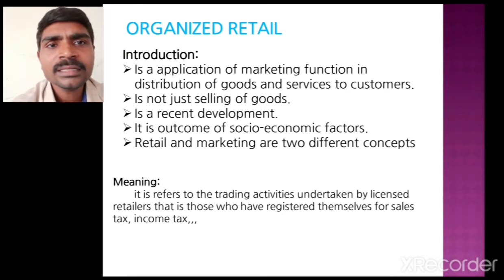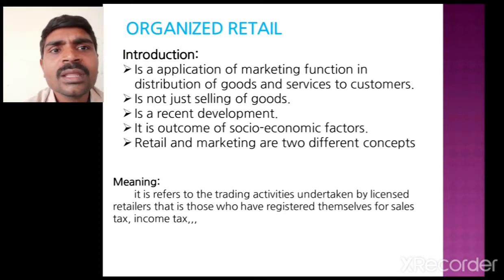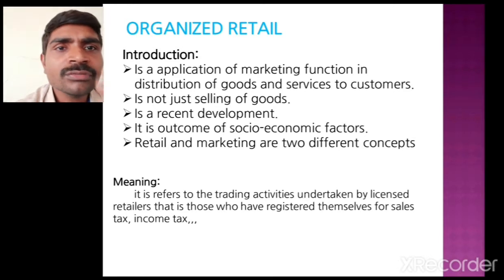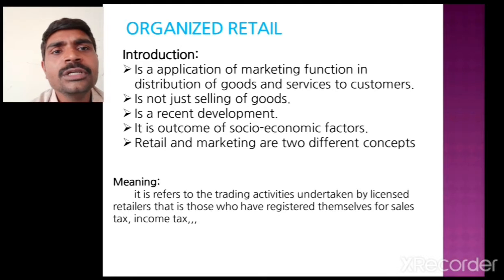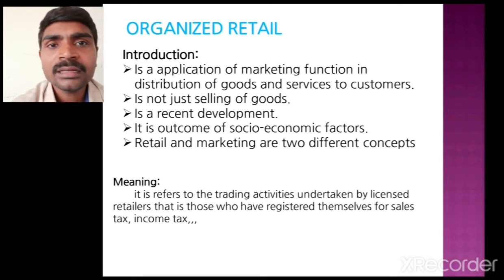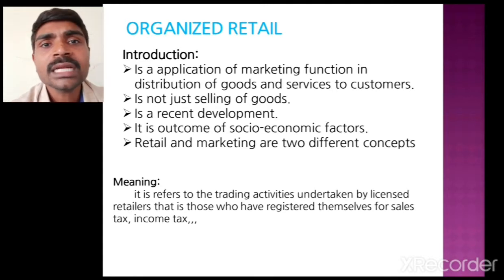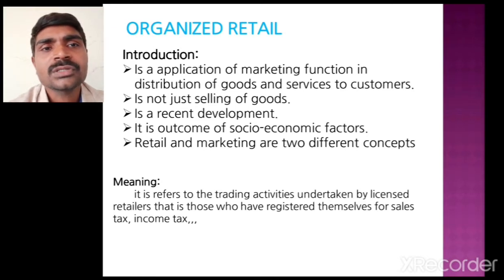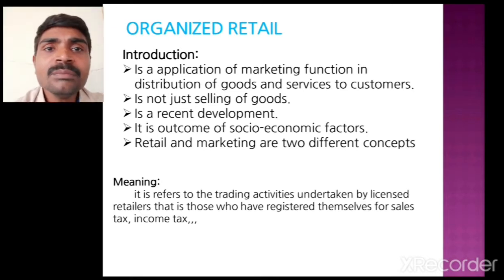Let us start with a detailed study about organized retailers. Under the organized retailers, as you know already, everything is to be systematic. There is a set of principles. Let us start with the first point: it is an application of a marketing function in the distribution of goods and services to the customers. Organized retailing is an application of marketing, a part and parcel of marketing. The market provides the goods and services to the customers as per their needs, wants and demands.